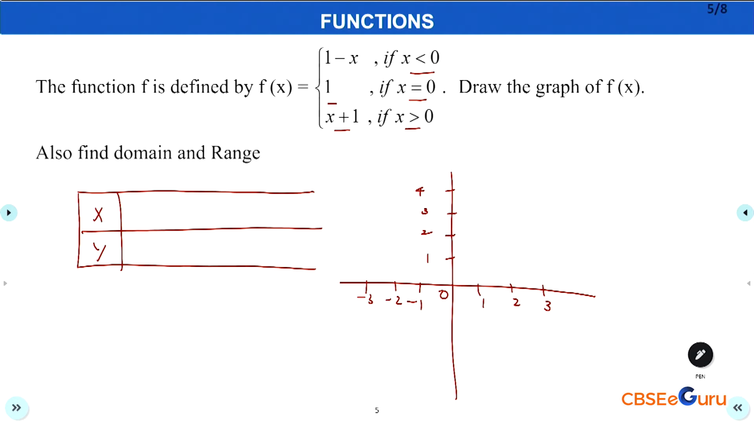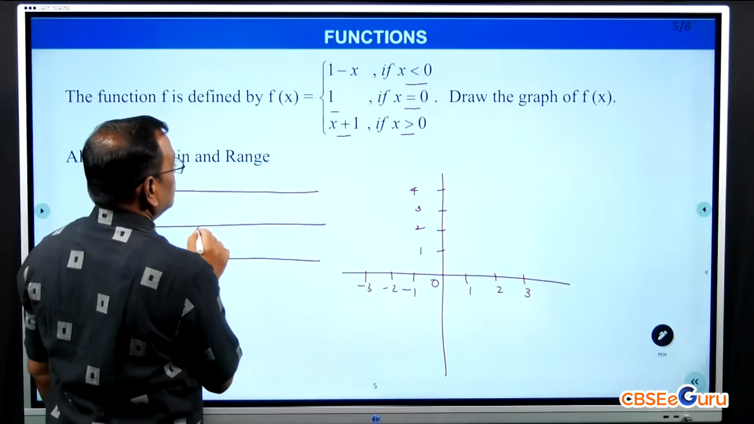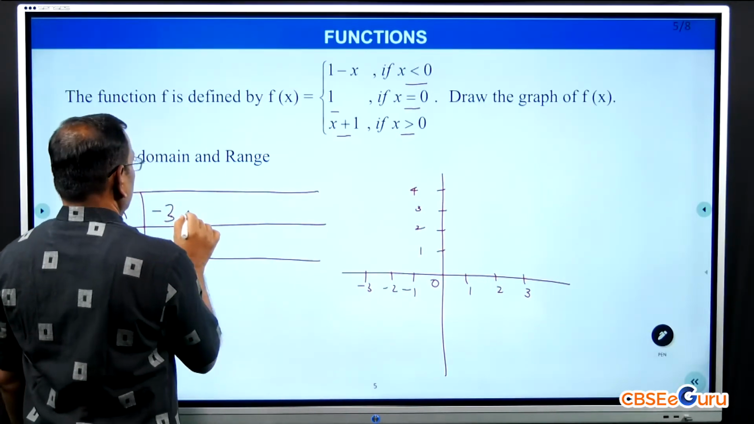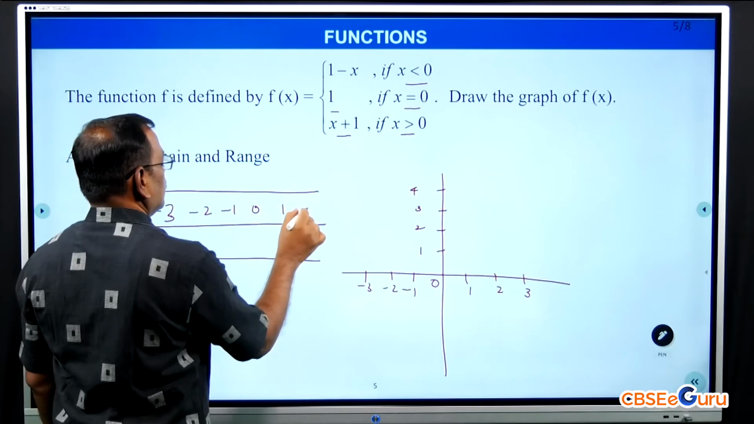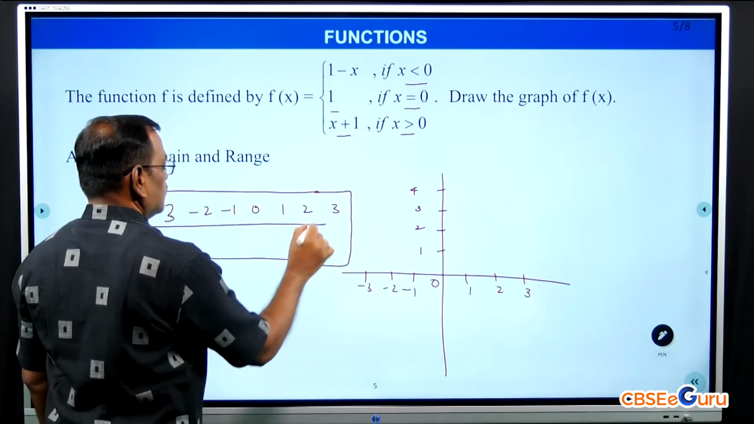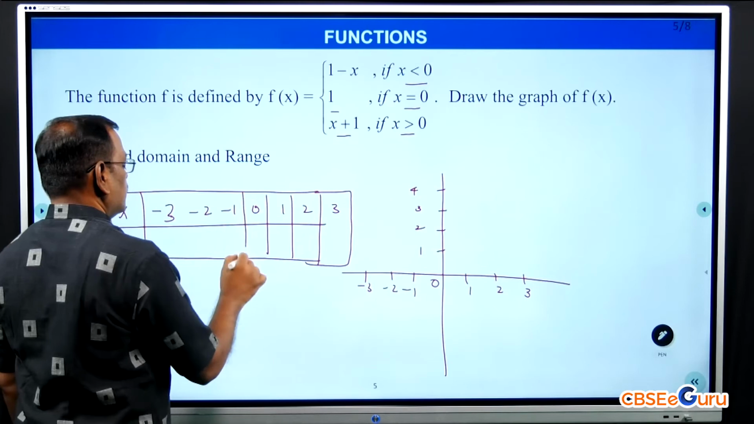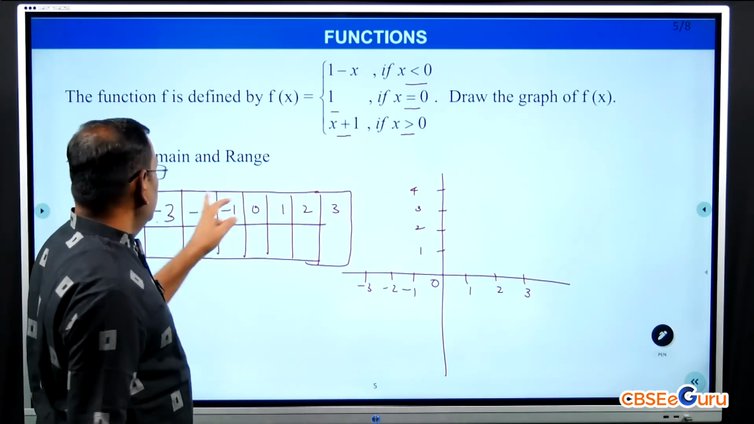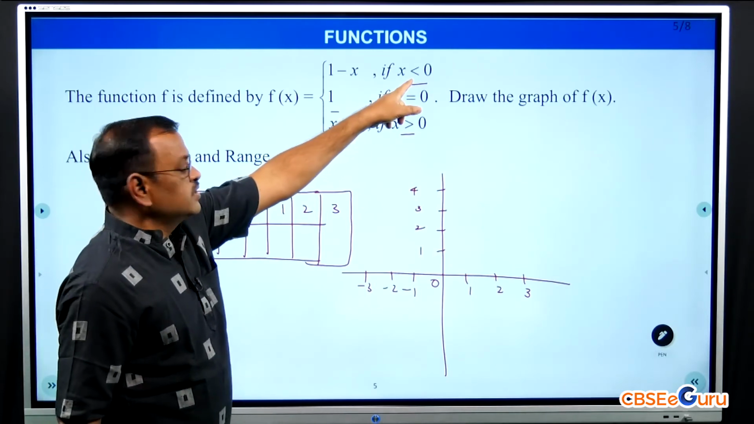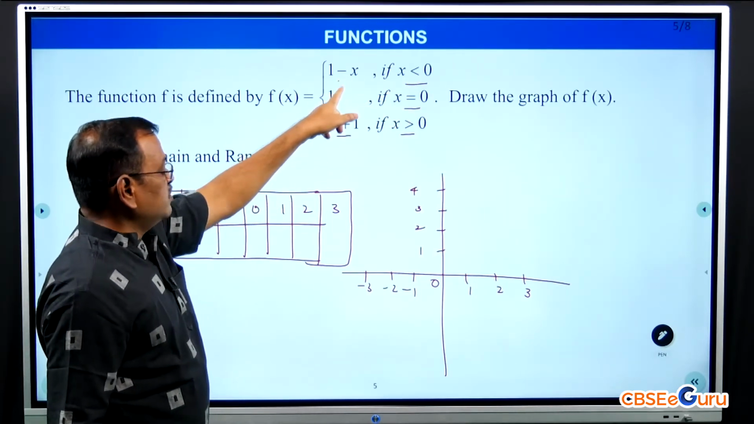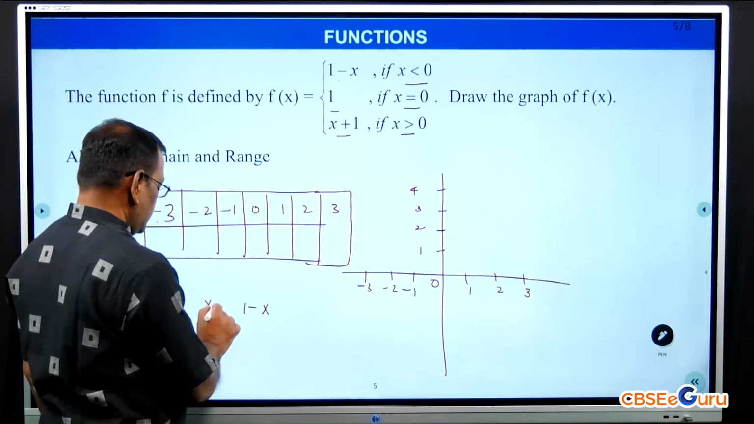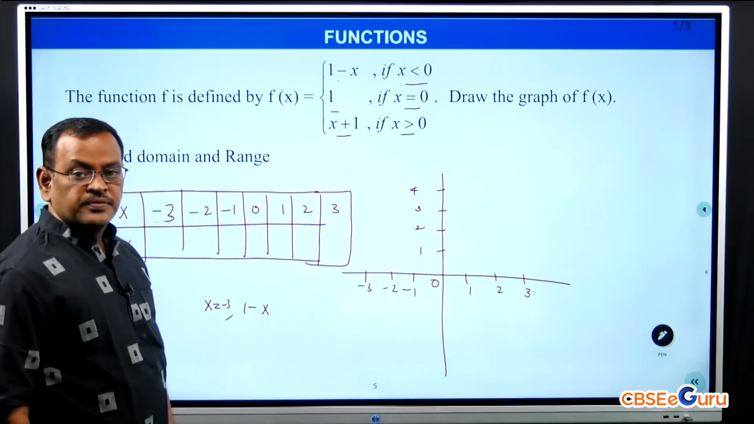Okay. First take from negative. Here x less than 0. Take x equal to minus 3, minus 2, minus 1, 0, 1, 2, 3. Now substitute x equal to minus 3. This is a negative number less than 0, it belongs to this interval, and the corresponding function is 1 minus x. So what is the value when x equal to minus 3? This value is 4.